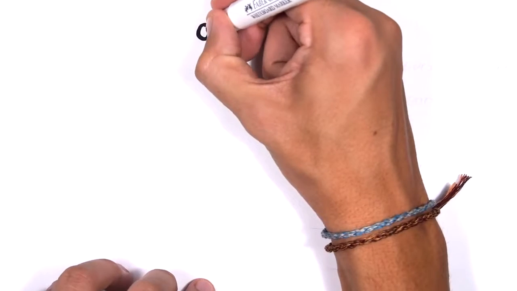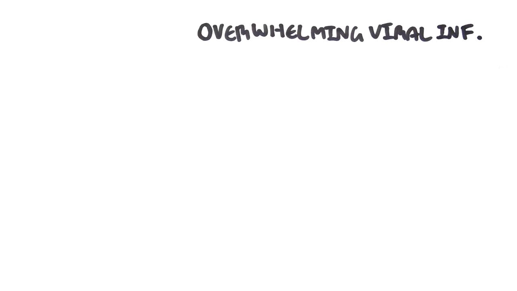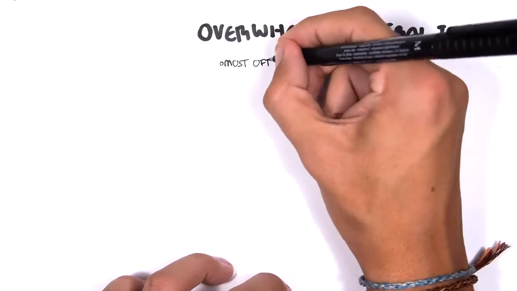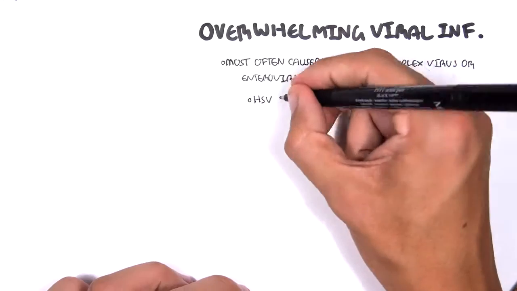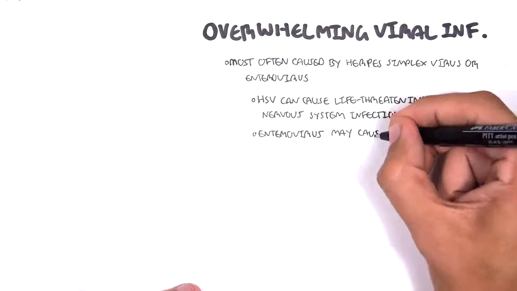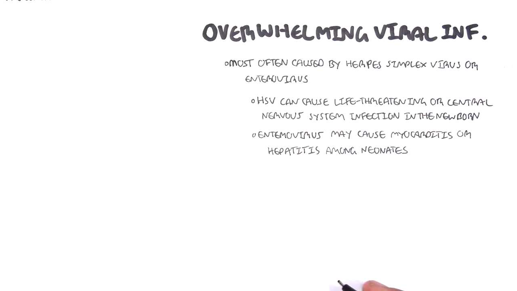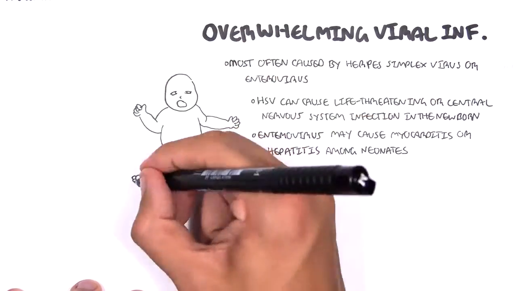The next and final infection of the infant I want to talk about is overwhelming viral infection. As the name suggests, it's essentially an overwhelming response to a viral infection. It's most often caused by herpes simplex virus or enterovirus. Herpes simplex virus can cause life-threatening or central nervous system infection in the newborn. Enterovirus may cause myocarditis or hepatitis among neonates. Let's look at how these microbes cause an infection.